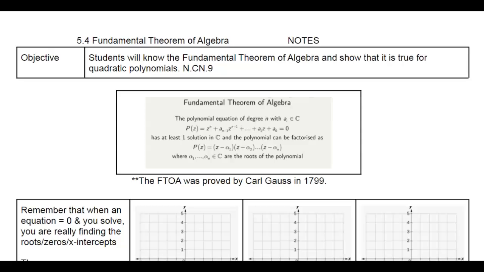Okay, so 5.4 is all about the fundamental theorem of algebra. So I might abbreviate it as FTOA. It's going to combine an idea that we introduced in Unit 4, graphing. The fundamental theorem of algebra was proved by Carl Gauss in 1799. So think about how this has been around for over 200 years.